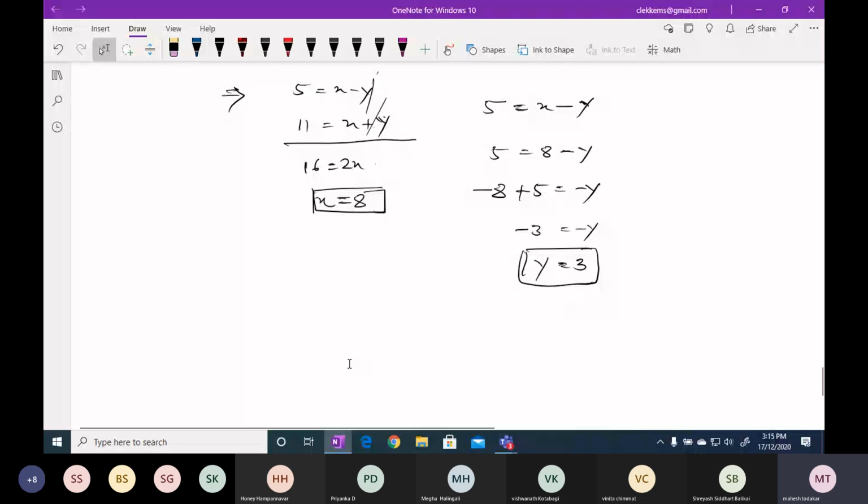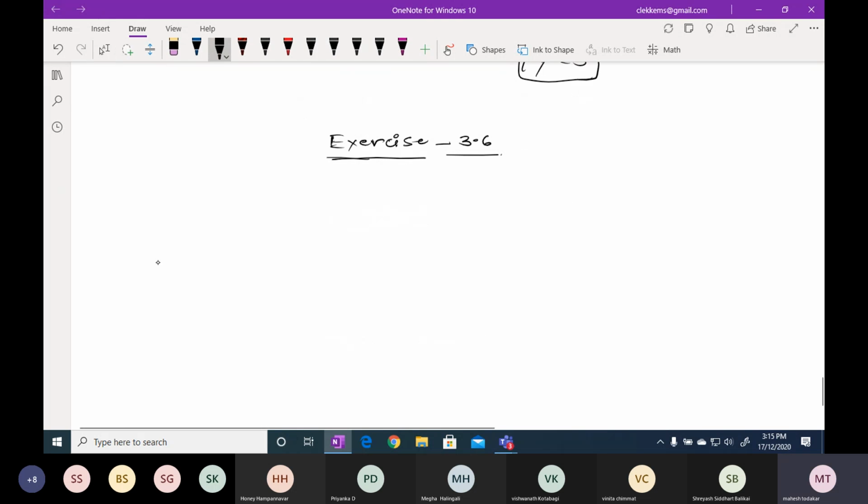Exercise 3.6. Okay. Now, first question. Wait. Before going to the first, let me read the question. Solve the following pair of equations by reducing them to a pair of linear equations.